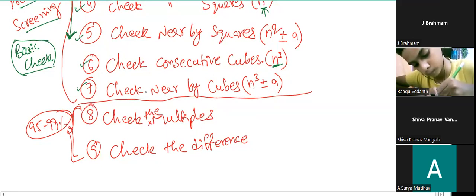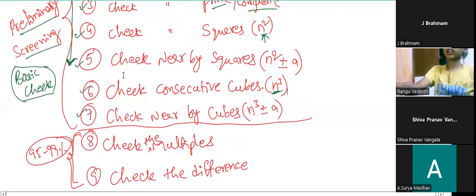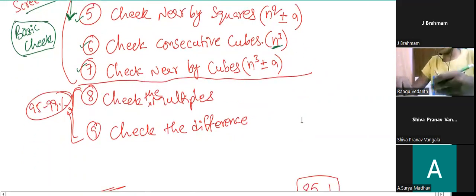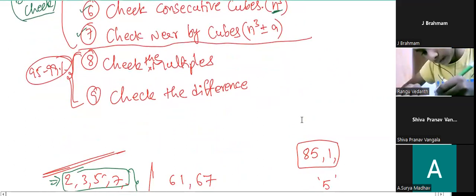So these 7 steps, we call it basic checking, or preliminary screening. After that, we will enter into the second stage. That is secondary checking.